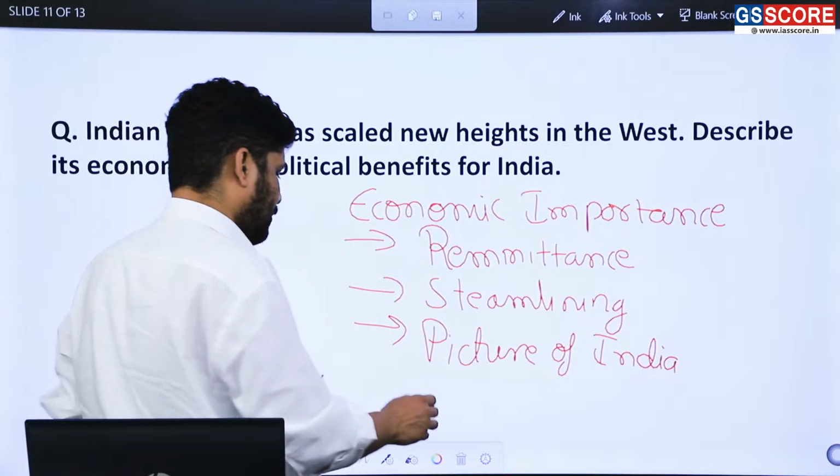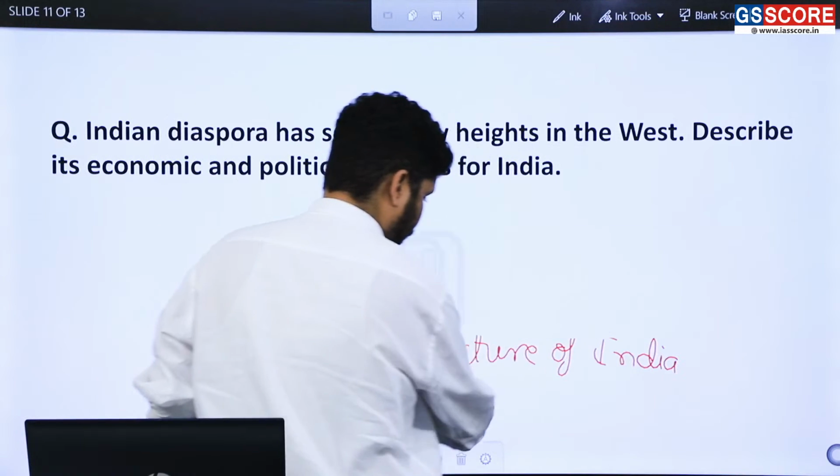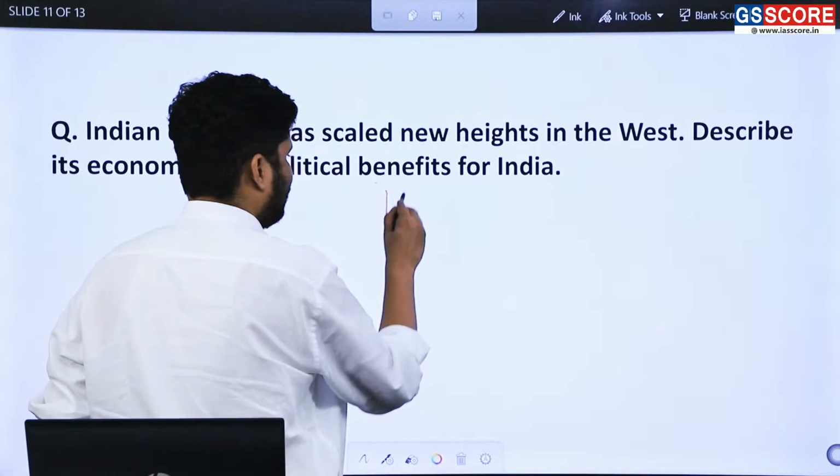What are the political benefits, if I may ask? Political benefits क्या हैं?